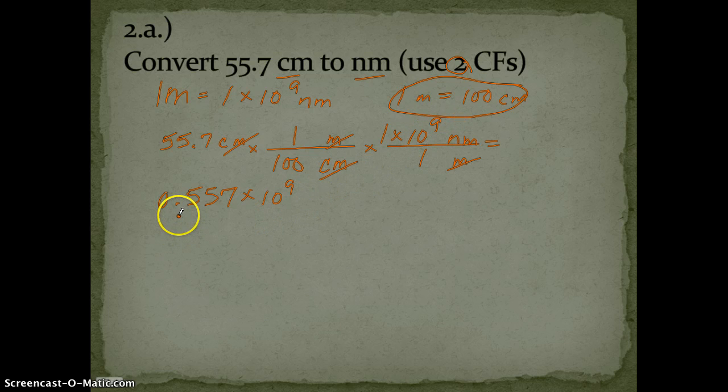Now, we know that's not correct scientific notation. You have to move your decimal over. It's going to be 5.57 times 10. Your coefficient became larger by a power of 10. Your exponent becomes smaller by a power of 10. And your unit is nanometers. Okay, so this is something that's not too hard. You might be a little rusty on it. Just make sure that you review it.